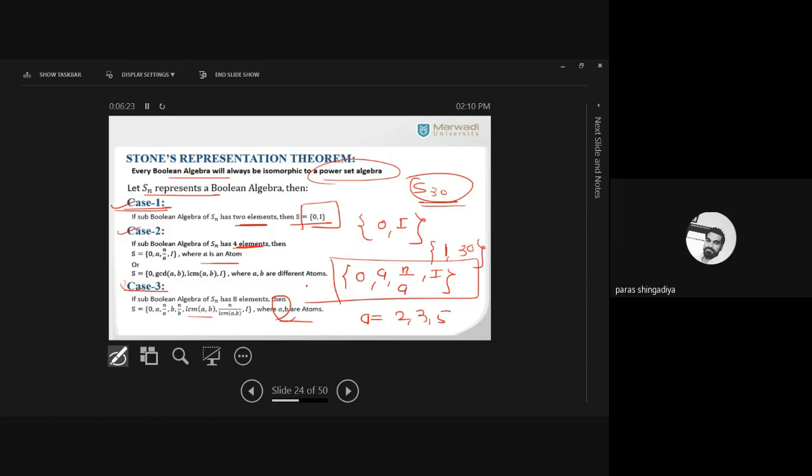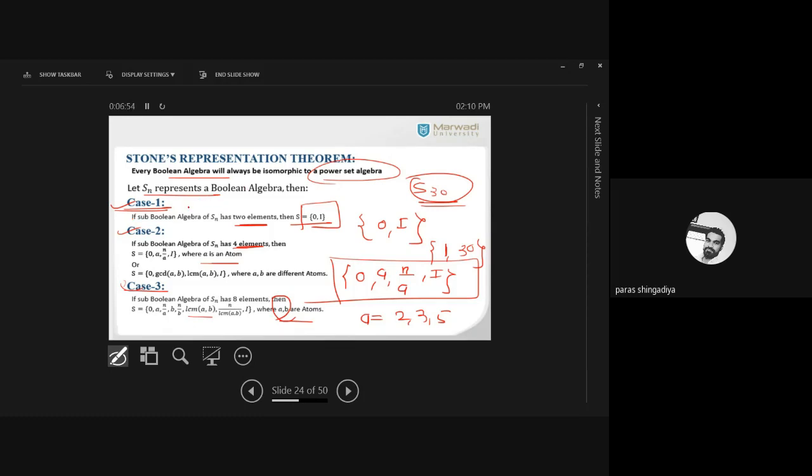The 0 element is fixed. A is any atom, n by A, that we will derive. B is another atom. Then we'll find n by B. Then we'll check LCM of A and B, n upon LCM of A and B, n comma I. So find all these 8 values and that will be one of the sub-Boolean algebras which include the 8 elements. So this is the procedure in the Stone representation theorem. We can find how many sub-Boolean algebras the set will include.